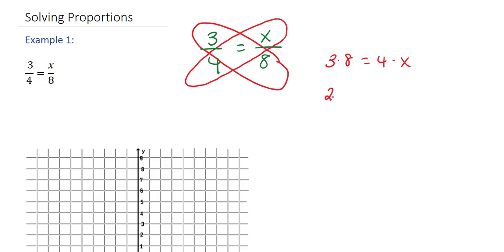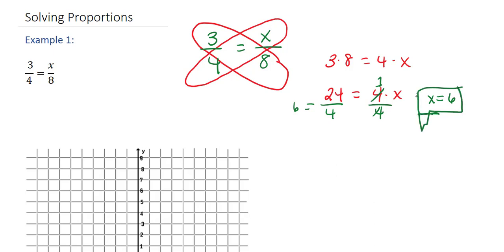So we have 3 times 8, so that's 24, which is equal to 4 times x. Then we just need to get x by itself, so we divide by 4 on both sides. This just becomes 1, and 24 divided by 4 is 6. So x is equal to 6. Now, we have 3/4, which is equal to 6 over 8. So let's explore proportions here, since we solved for x.